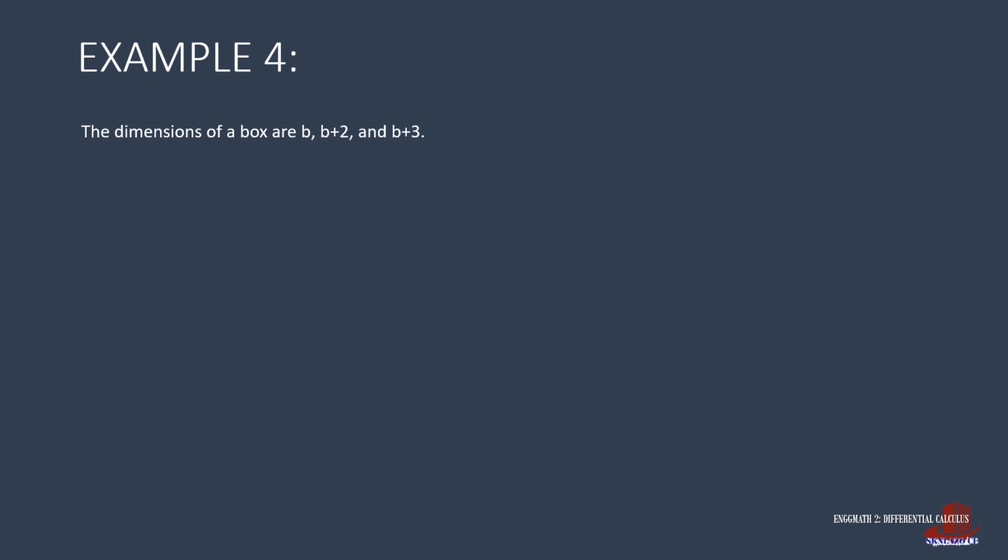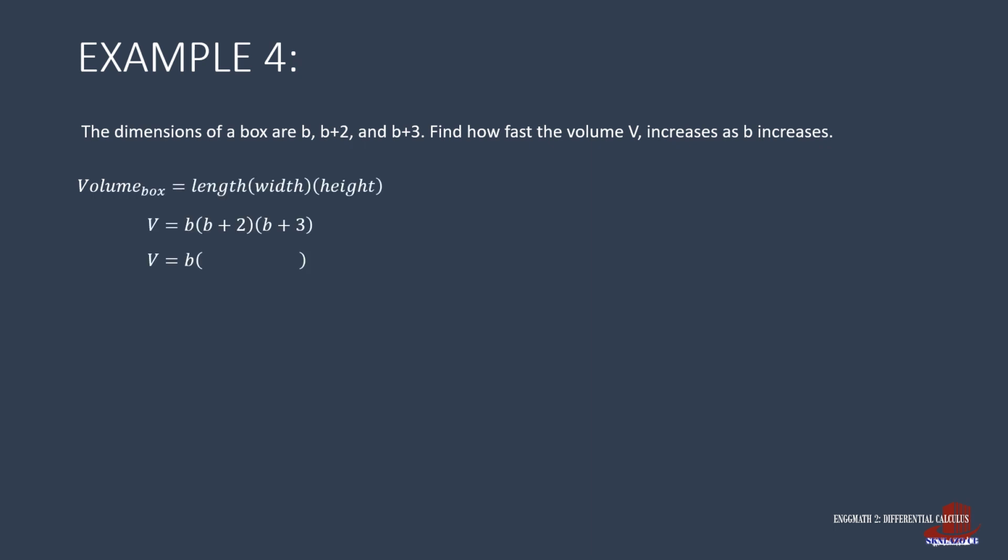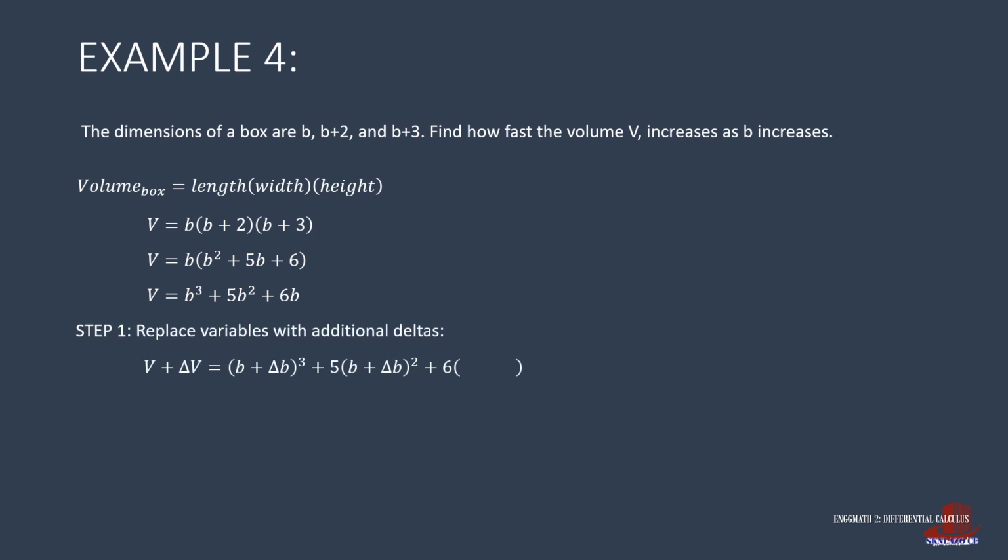Again, example 4 is very similar with the last one, but the change of constants. So we take the volume by multiplying the three dimensions, arriving at V is equal to b cubed plus 5b squared plus 6b. Now we begin the differentiation by replacing variables and adding deltas.